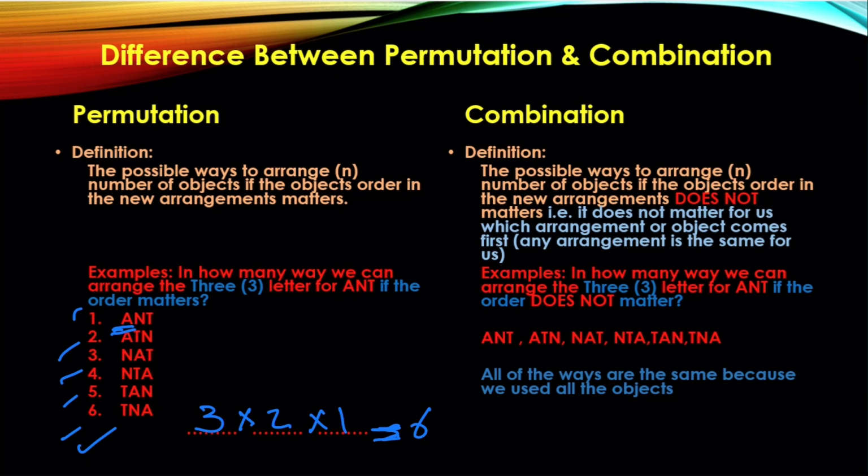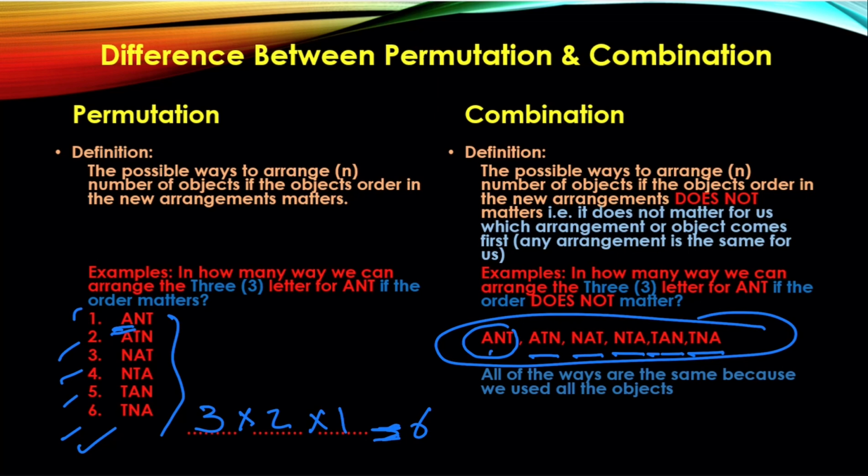For combination, it doesn't matter. It could be A and T, the same arrangement, or ATN, or NT, or NTA, or TN, or TNA. But at the end of the day, all of them are the same thing because it doesn't matter what the order of the letters is. NT in this case is the same as ATN. At the end of the day, in my bucket or in my plastic bag, I'll put these three letters A N T. Here also I find A N T. So if I get a plastic bag like this, I'll find here A N T. It doesn't matter who comes first or who comes last, okay?